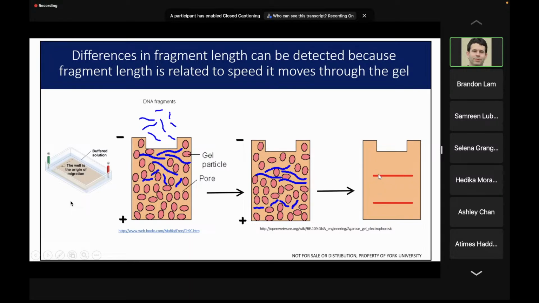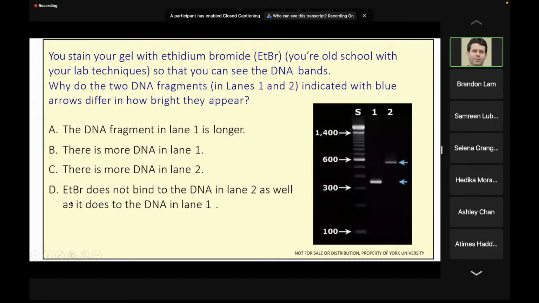This is thousands and thousands of pieces of that big DNA. They just migrated at the same rate. They were put in this well, they migrated at the same rate, and they end up in the same place and make a band. This one down here would be smaller. This one up here would be larger. You stain your gel so that you can see the DNA bands.